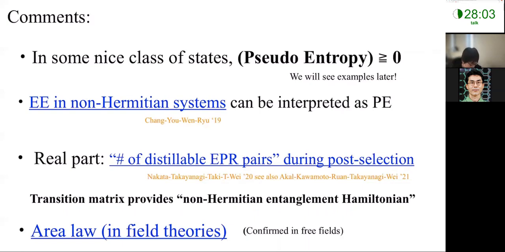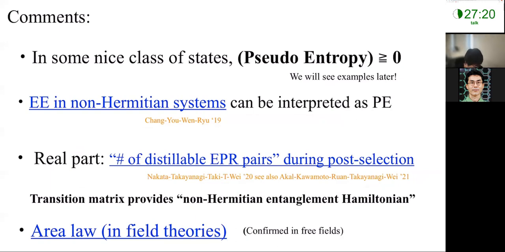And furthermore, we have an information theoretic interpretation of this pseudo entropy, in particular its real part. We can interpret it as the number of distillable EPR pairs during the post-selection process. Since I don't have enough time today, I won't explain the details, but I have to comment that we can interpret it in this way, but it's not proven in a generic way. So we use a particular set of examples and argue that we can interpret it in this way. So it would be nice if we could give a more general proof.